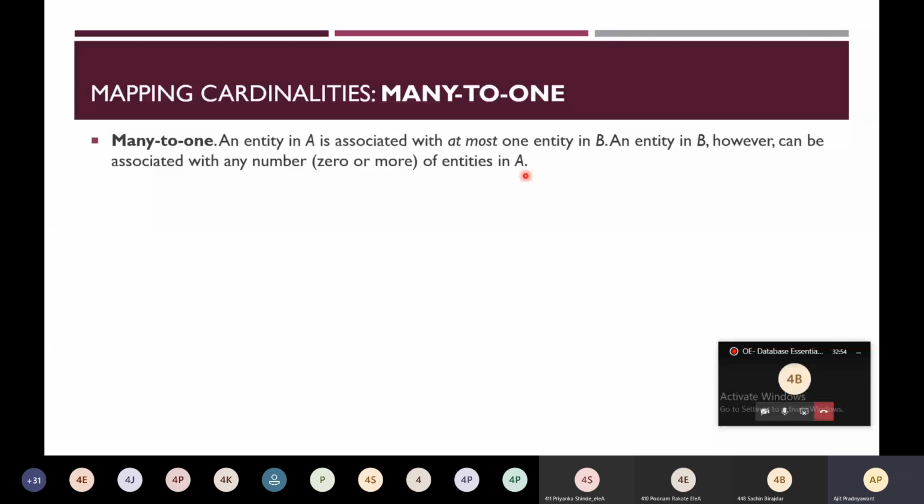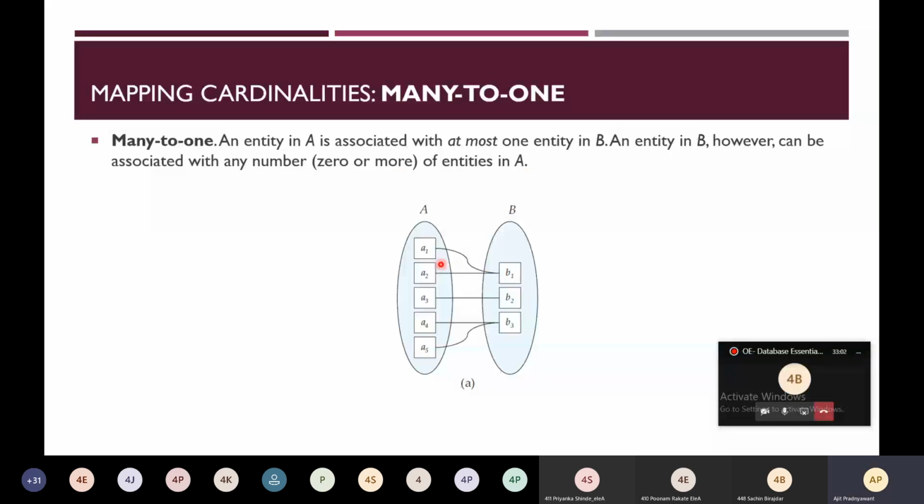So this is the diagrammatic representation to understand many to one. Here, A1 and A2 are associated with B1. These many elements in A are associated with one element in entity set B. That's why it is called many to one. Whereas A3 is associated with B2, and A4 and A5 are associated with B3. That's why it is called many to one.